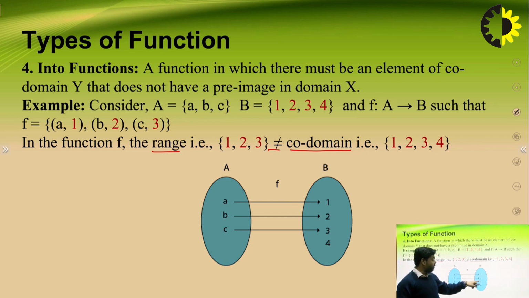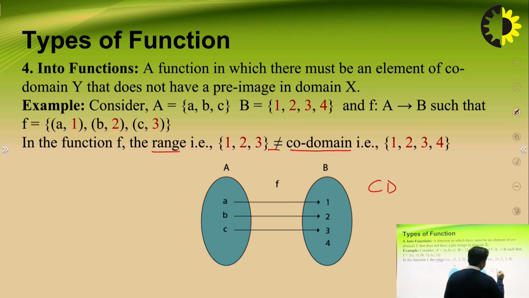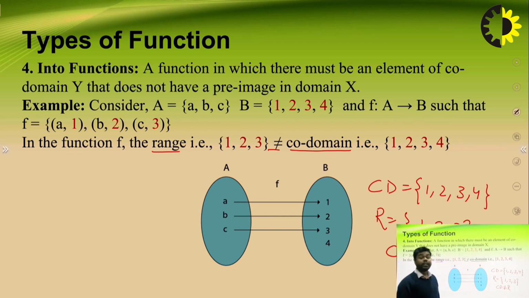The codomain of this function is 1, 2, 3 and 4. Now the range is 1, 2 and 3. So the codomain is not equal to the range, because 4 is not related to anyone. So the codomain is not equal to the range. So this is an into function.